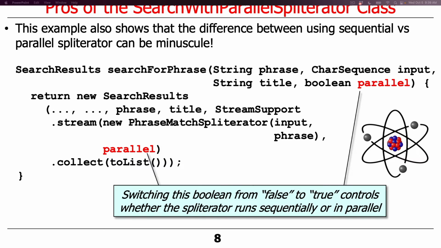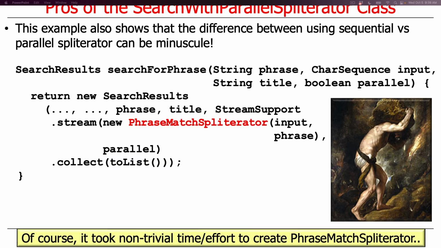This example also shows, if you play your cards right, you can make these changes with relatively limited impact on the bulk of the program. So switching from the sequential version to the parallel version of this whole thing was just a matter of passing in true versus false as this fourth Boolean parameter, parallel, to the search for phrase method. So not a whole lot of changes, very much like we talked about before where we went from sequential streams to parallel streams just by doing sequential versus parallel streams. Again, very simple thing to do.